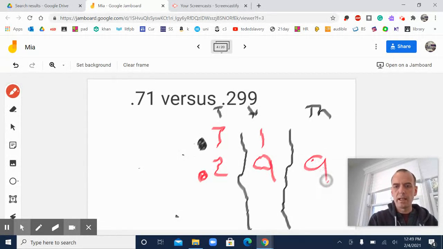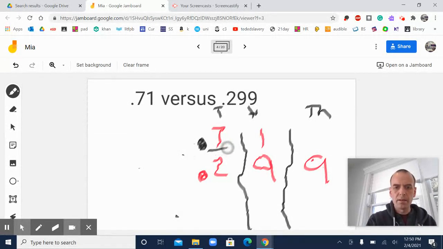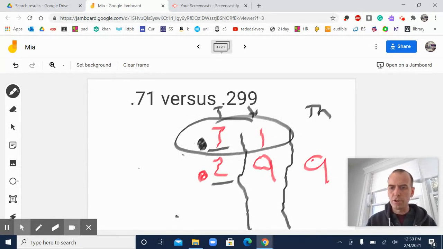299. Okay. Now, I want to compare them, and I start in the tenths because anything to the left is a greater value. So 7 tenths versus 2 tenths. That's greater. 7 tenths is greater. So 0.71 is a larger number. Even though 299 sounds bigger than 71, it's a fraction. It's 299 thousandths. And 71 hundredths is a larger portion. Okay, so you always start at the left and then move to the right. We'll do one more.